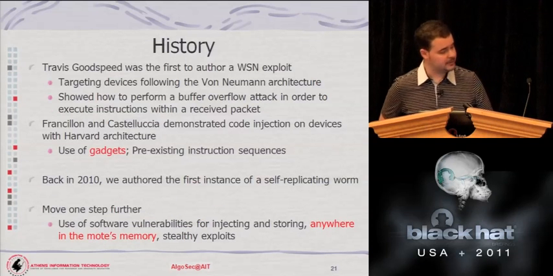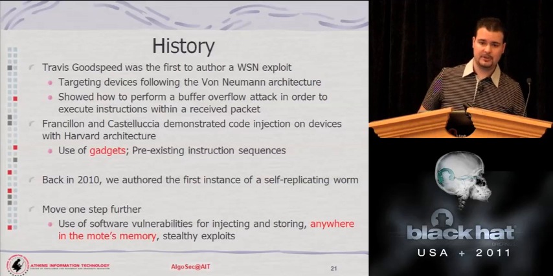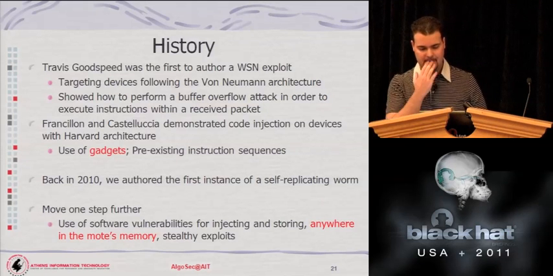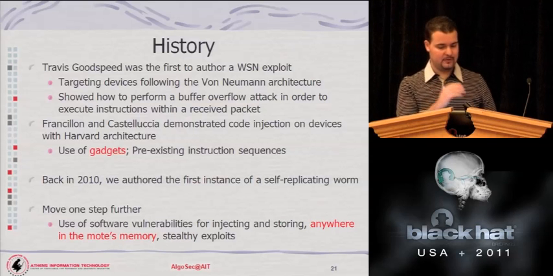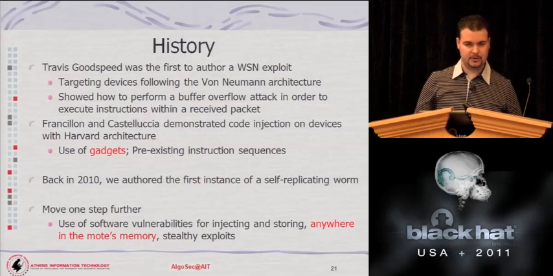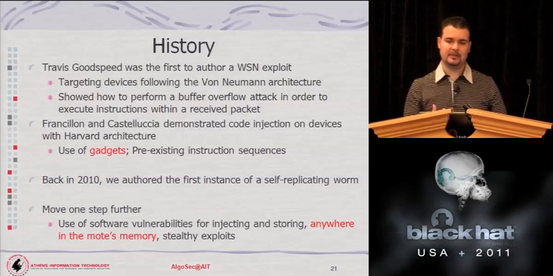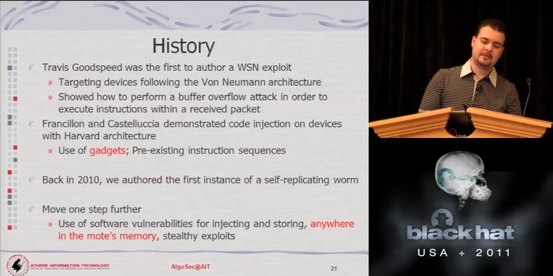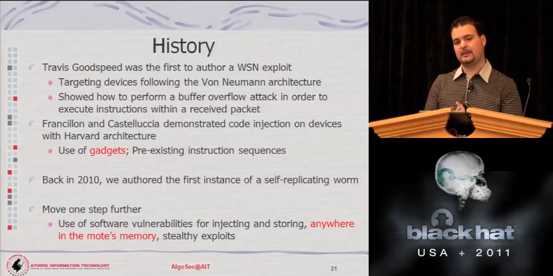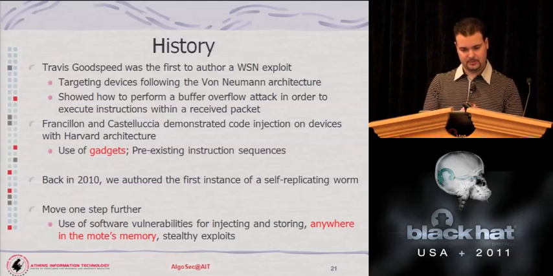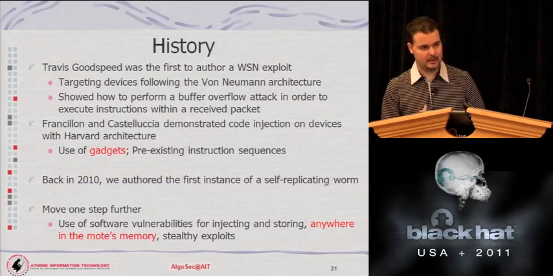Now, a little bit of history. Travis Goodspeed, who is actually here at the conference, was the first to offer a wireless sensor network exploit. He showed how to perform a buffer overflow attack in order to execute instructions within received packets in devices following the von Neumann architecture. So he was the first one that showed that the memory buffer used for receiving packets is the same for the entire network.